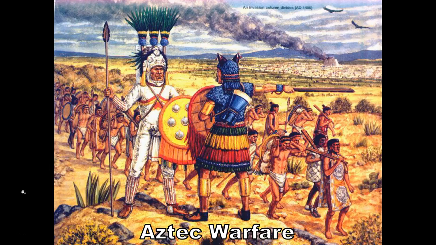Warfare was the primary means that the Aztec used to extend their political and economic control over adjacent territories. And in this artist's reconstruction, we see an Aztec army on the move, after defeating a city, moving on to conquer other territories. Aztec armies consisted of some professional full-time soldiers, but many of the grunts, so to speak, were conscripted commoners.